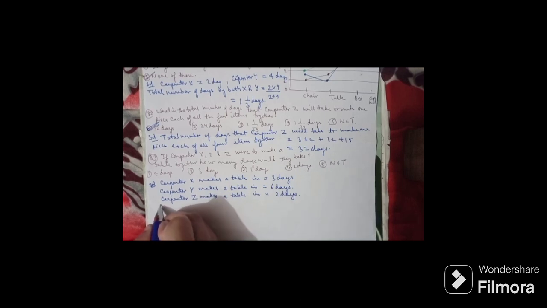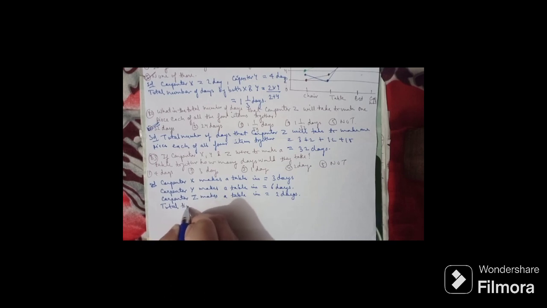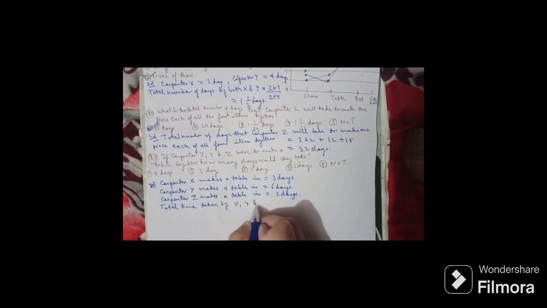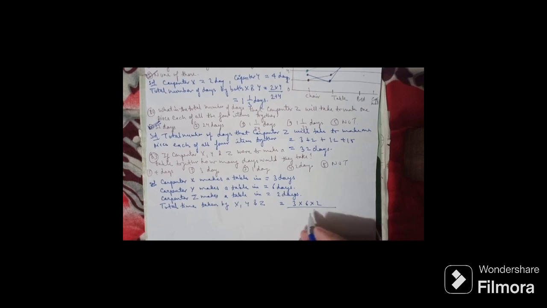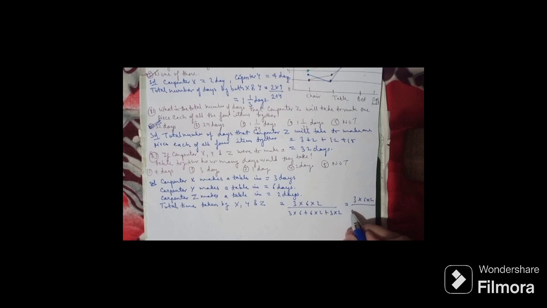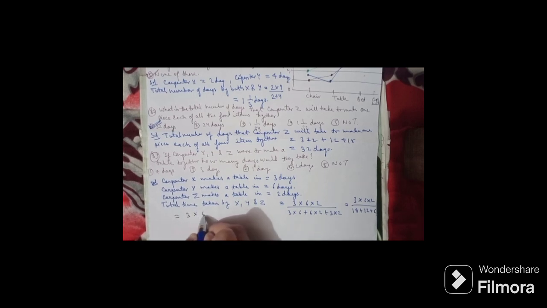Total time taken by X, Y and Z equals 3 into 6 into 2 upon 3 into 6 plus 6 into 2 plus 3 into 2, which equals 3 into 6 into 2 upon 6 3s are 18 plus 6 2s are 12 plus 3 2s are 6, and that is 3 into 6 into 2 upon 36.